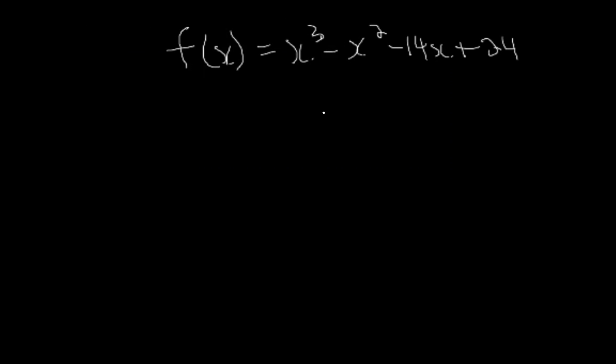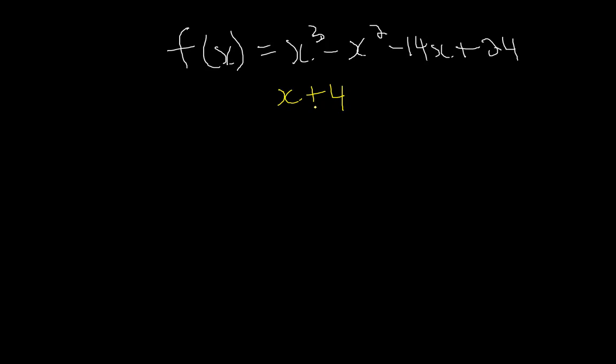So what did they tell me? Well, they gave me a divisor, x plus 4, and they want me to show that this divisor is a factor of the function f of x. What is f of x? Well, they told us that f of x is equal to x cubed minus x squared minus 14x plus 24. And they want me to show that x plus 4 is a factor.